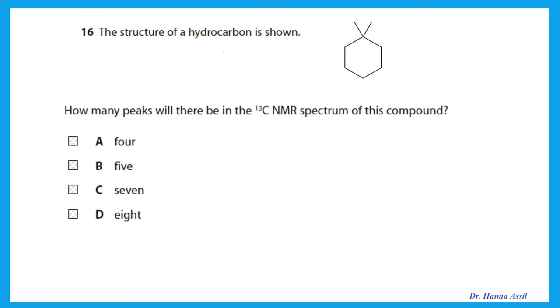The structure of a hydrocarbon is shown. How many peaks will there be in the carbon-13 NMR spectrum? How many different carbon environments? So if we look at these, first of all, it is sort of symmetrical. So the right side is the same as the left side. So we have a total of 5 different carbon environments, so 5 peaks.